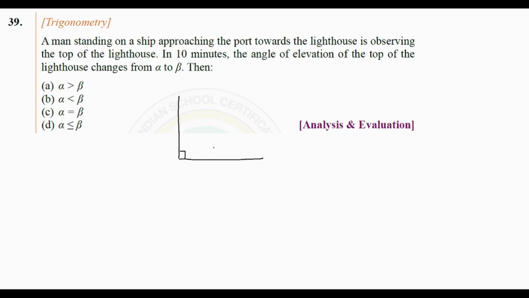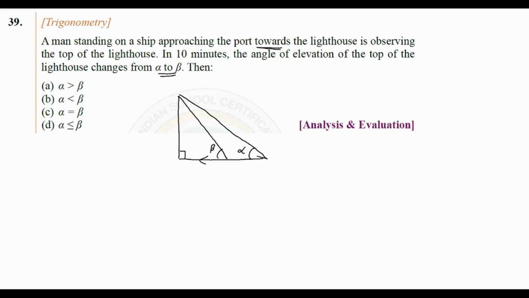So now where is the man? Look at this, observing the top of the lighthouse. 10 minutes later, the angle of elevation of the lighthouse changes from alpha to beta. First it was alpha when he was standing over here and observing the top of the lighthouse. Later he started moving towards the lighthouse, in the sense he started moving in this direction, such that the angle of elevation becomes beta.